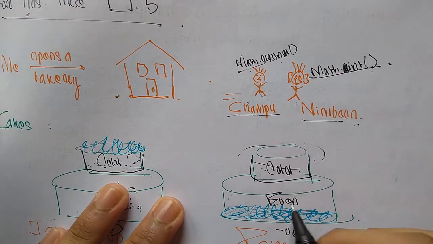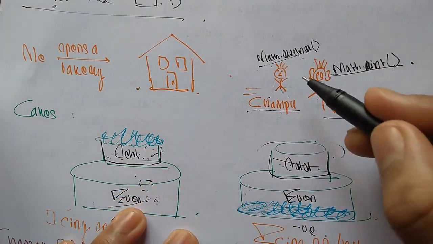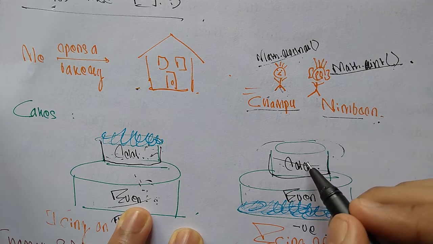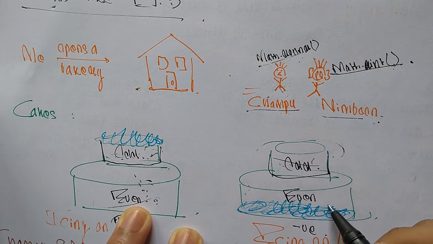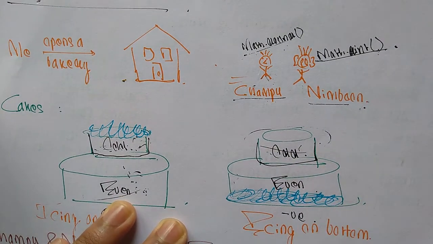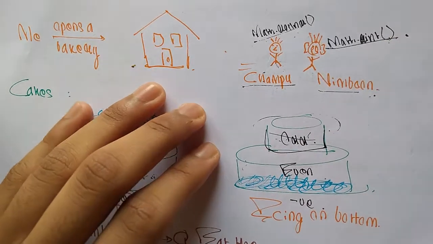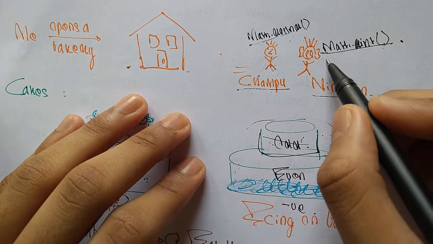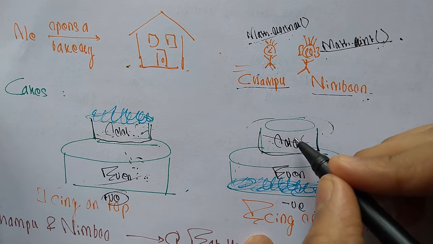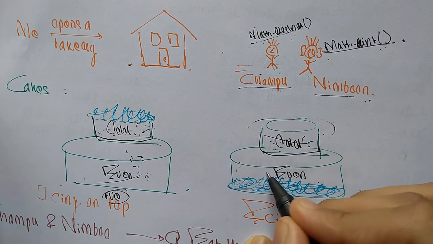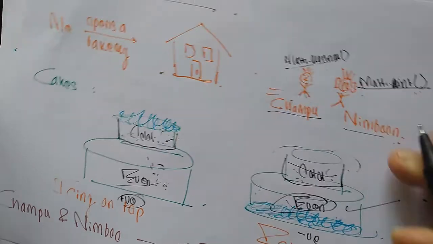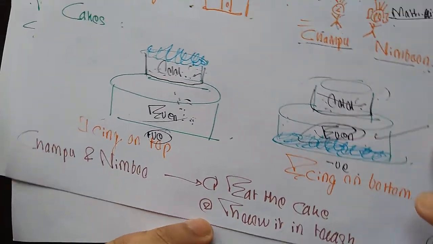Now for the second cake, for the negative cake, Math.round, which is Champu. He does not eat odd nor even. He just throws it in the trash. He's like, get out. Throw it in the trash. So bad. I mean, my cooking is just insulted like that. Seriously. And Math.rint, which is Nimbu. He eats the odd cake again and he throws the even cake away. Okay. He throws the even cake.